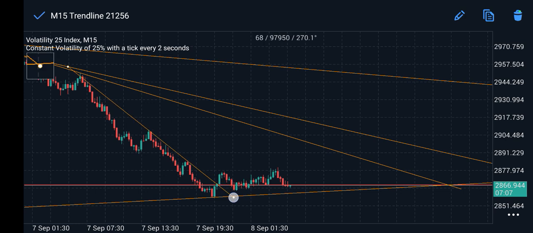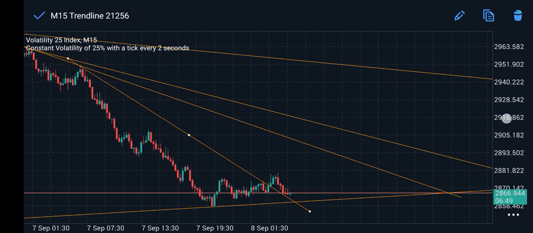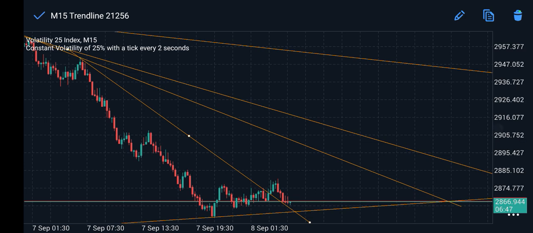Okay, let me do this. Okay, there's an invalidation. What if I take a short buy here? What will happen? What is going to happen if I take a short buy there? Am I going to die?